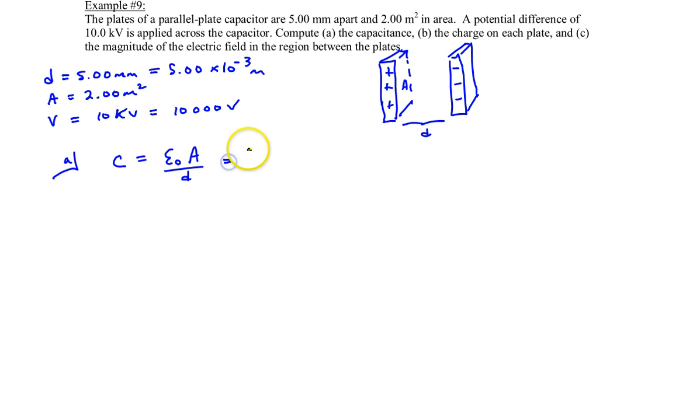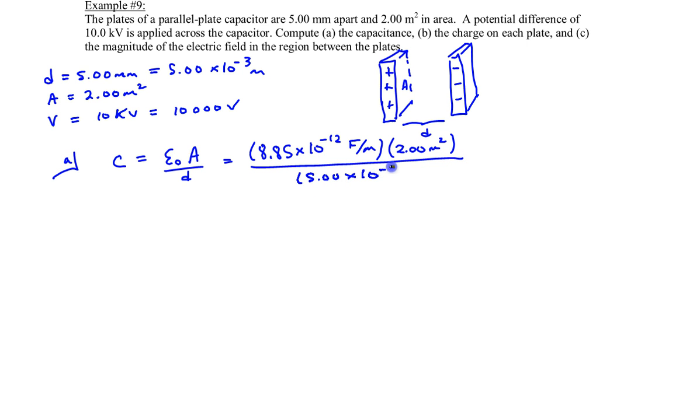So let's go ahead and substitute. Our permittivity of free space is 8.85 times 10 to the power negative 12 farads per meter. The area is 2 meters squared, and the distance between the two plates is given as 5 times 10 to the power negative 3 meters. Alright, using your calculator, you'll get an answer of 3.54 times 10 to the power of negative 9 farads.